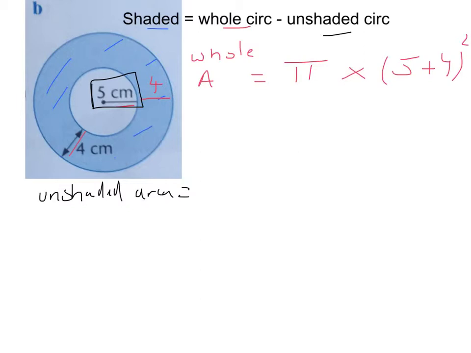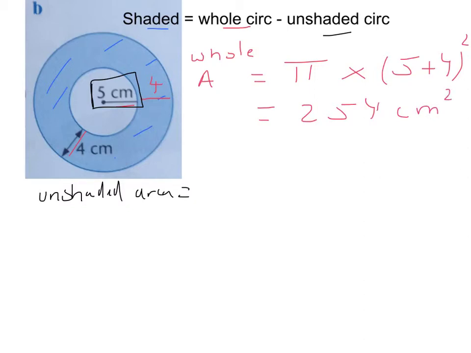So type that into a calculator. 5 plus 4 is the same as 9. So I'm just typing in 9 squared times pi. And then for our whole area, it's going to be 254 centimeters squared.